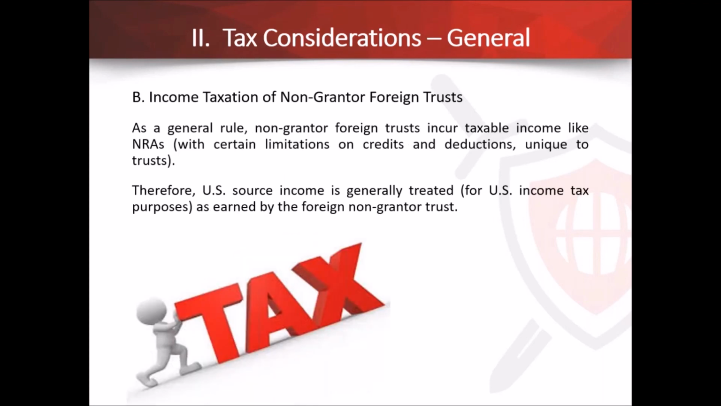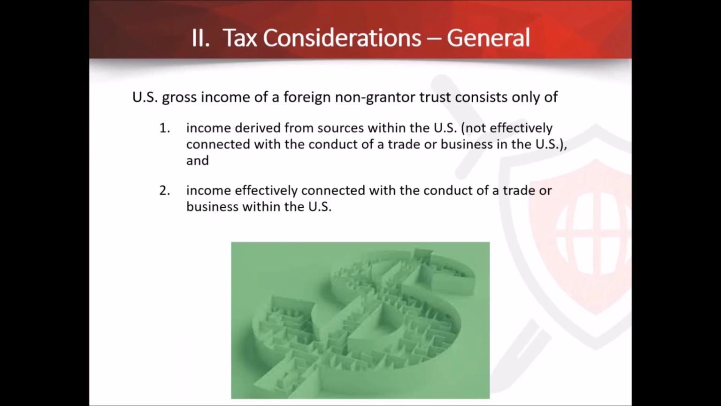Now, the income taxation of a non-grantor foreign trust, there's a basic income tax rule. And again, they're basically treated like a NRA or a non-resident alien as regards the trust as a person. Now they do have certain limitations on credits and certain deductions that are unique to trust, but that is the general rule. So again, if you have U.S. source income for a foreign non-grantor trust, the foreign non-grantor trust is going to recognize that U.S. income. And as we spoke before, that means income derived from sources within the U.S., and then you have the ECI income that is effectively connected with a trade or business. That's generally it, right, for a foreign trust.